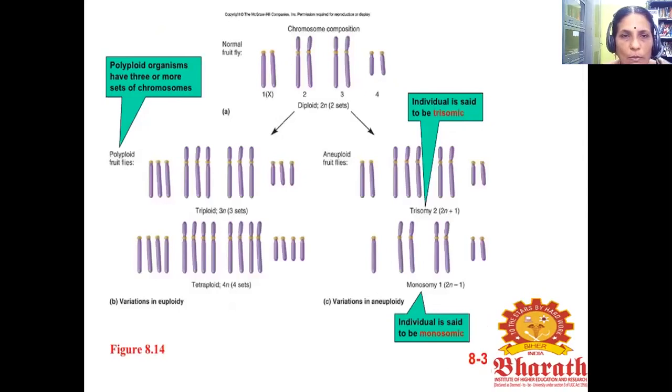See this chromosome number, a normal fruit fly. Polyploid organisms have 3 or more sets of chromosomes. There is also trisomy as well as monosomy. In the case of trisomy, the individual is said to be trisomic. In the case of monosomy, the individual is said to be monosomic. So B is the variation in euploidy, and C is the variation in aneuploidy.